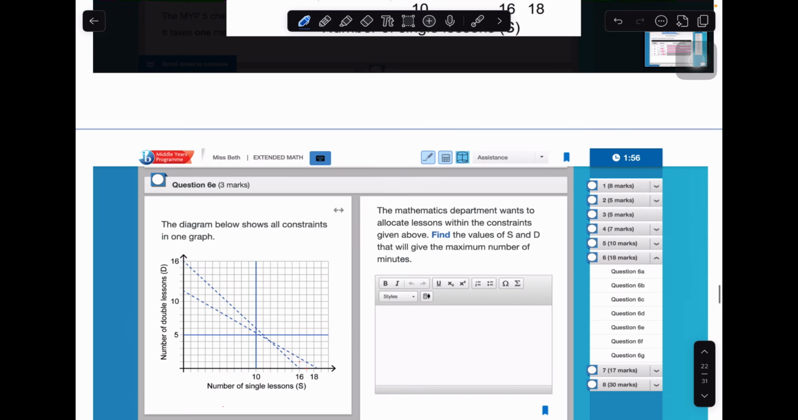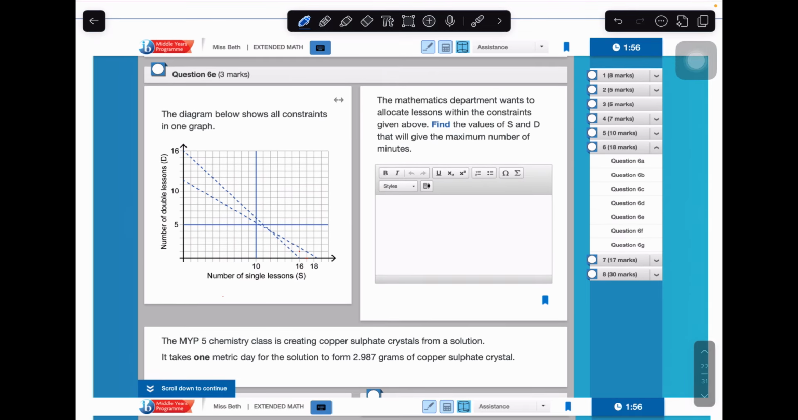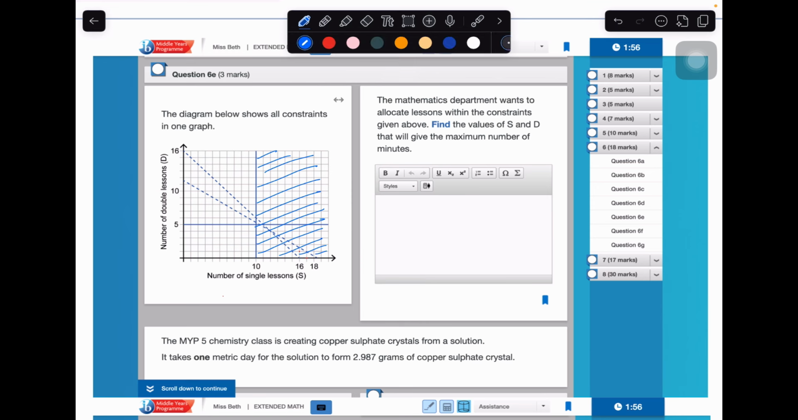We are asked, the diagram below shows all constraints in one graph. The mathematics department wants to allocate lessons within the constraints given above. Find the values of S and D that will give the maximum number of minutes. So what I'm actually going to do here is color all the regions that it can be, and then decide where I have all of my colors. I'll do this with different colors so that hopefully it's nice and clear.